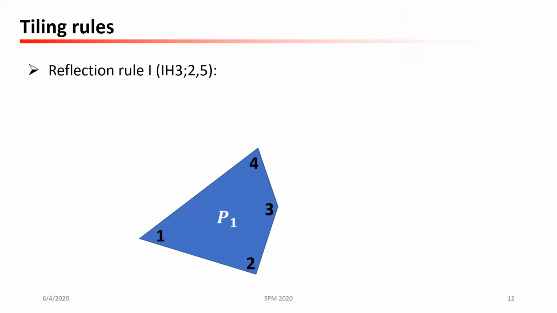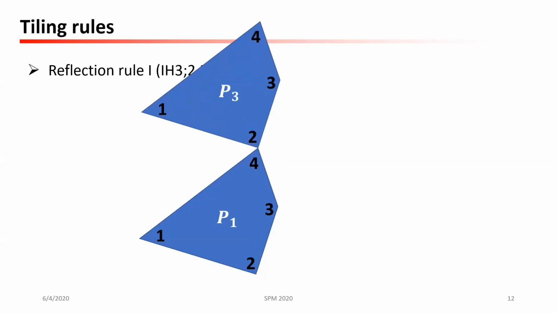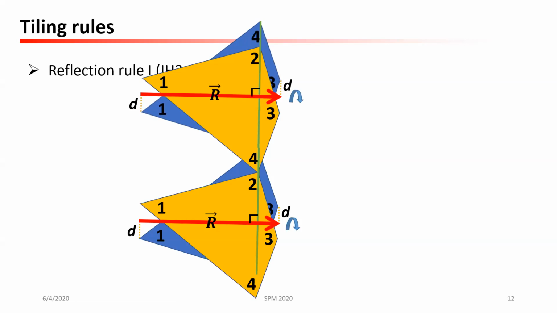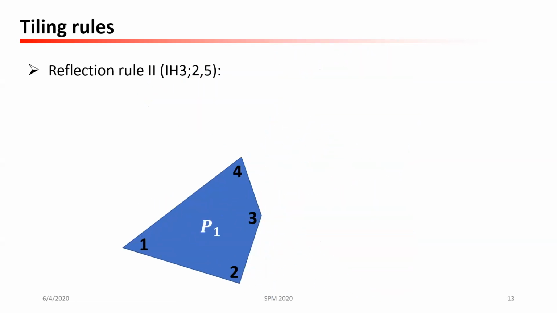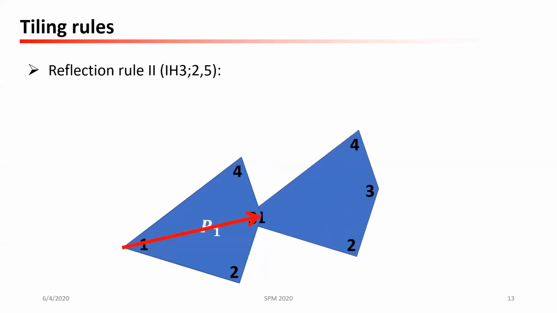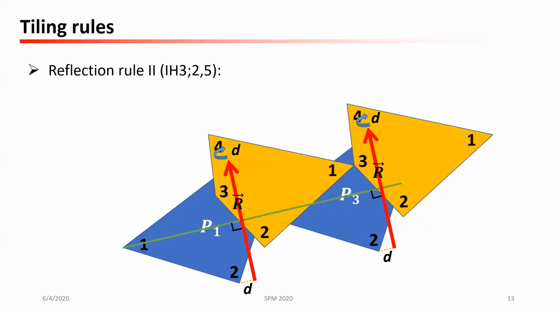The second is reflection rule 1. Translate P1 along the diagonal vector 2, 4 to obtain P3. Flip P1 and P3 around a vector R. Then translate them along the vector to obtain P2 and P4 respectively. The third is reflection rule 2, which is similar to the reflection rule 1. And here, flip and translate.